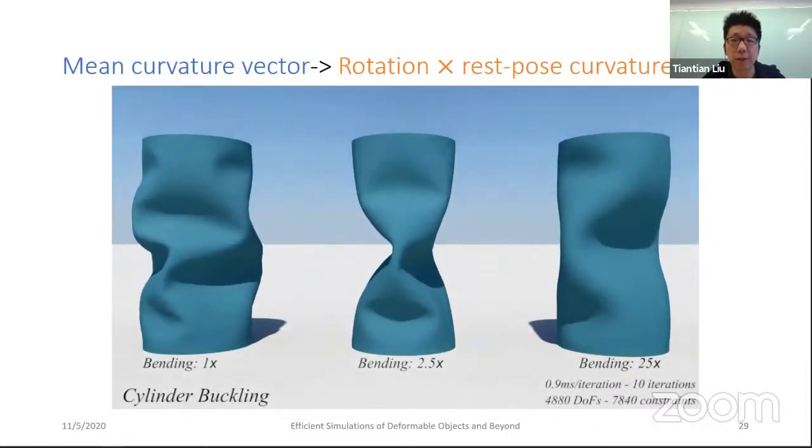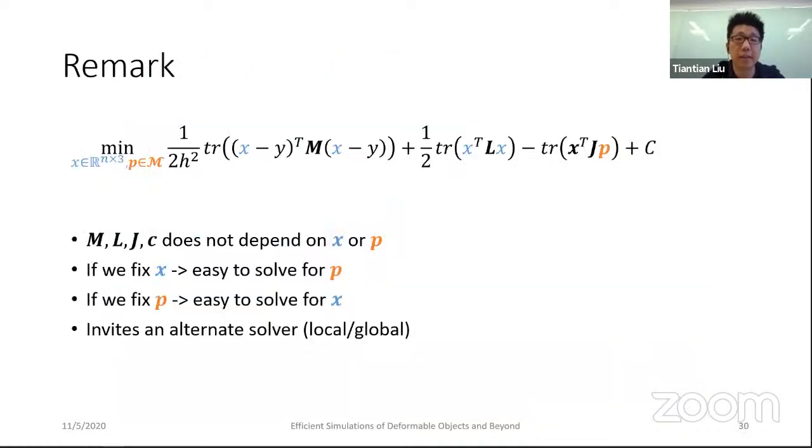We can, of course, also use the Laplace-Beltrami operator to compute the mean curvature and project it to a rotated rest pose curvature vector to measure a bending energy. So in short, the key idea we had for our projective dynamics is still the localization of the system nonlinearity. The only difference between projective dynamics and the previously mentioned mass spring system is the different shape descriptor and more choices of the target manifolds.